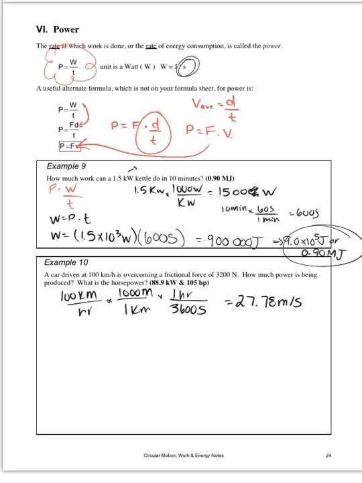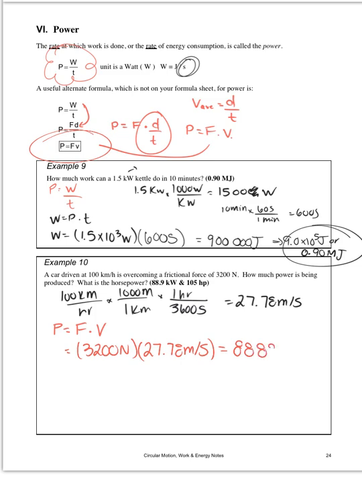Okay, power we're going to use is equal to force times velocity. So this final formula up here. So the force of friction is 3,200 newtons. The velocity is 27.78 meters per second. So we get 8,889 watts, which is 8.89 times 10 to the 4 watts.